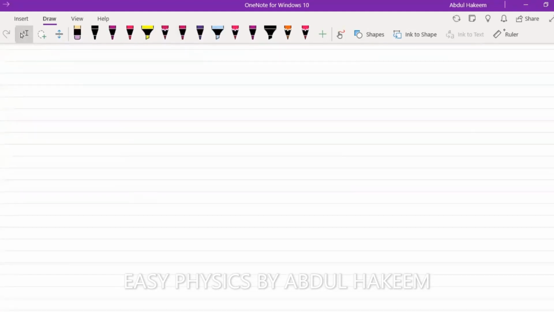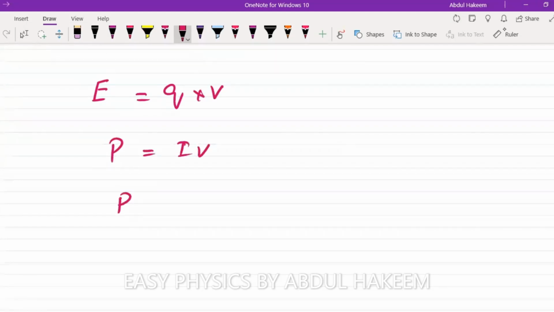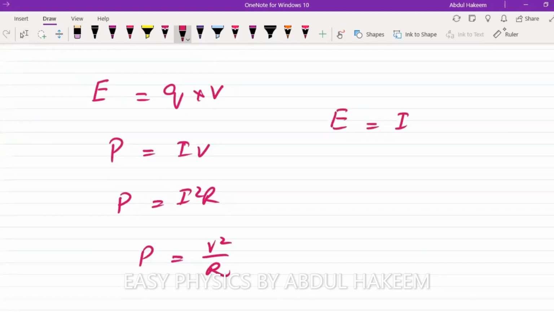And the next is energy. Electric energy is equal to charge multiplied by voltage. Power is equal to IV. Power is equal to I squared R. Power is equal to V squared divided by R. And the energy lost in the form of heat is I squared RT.